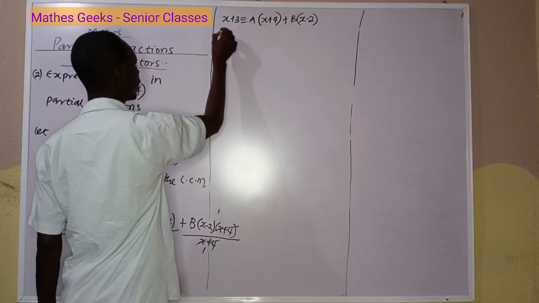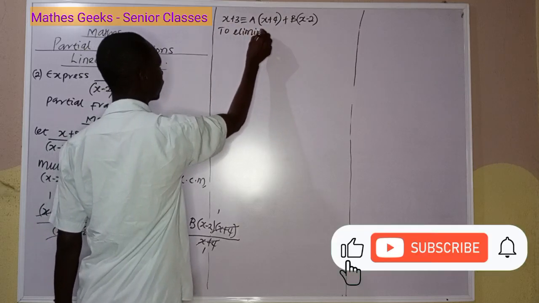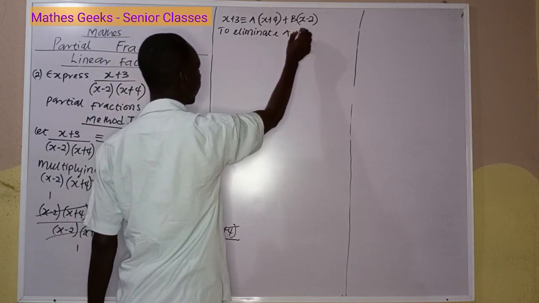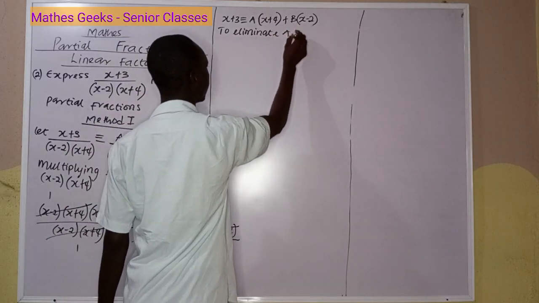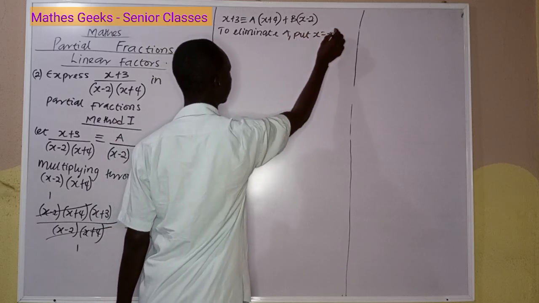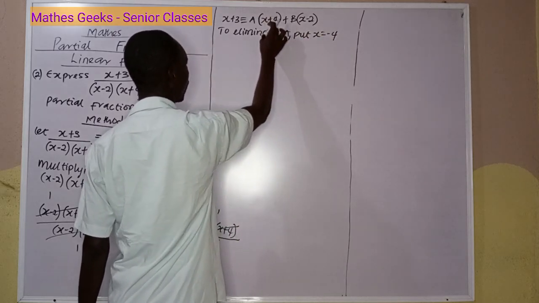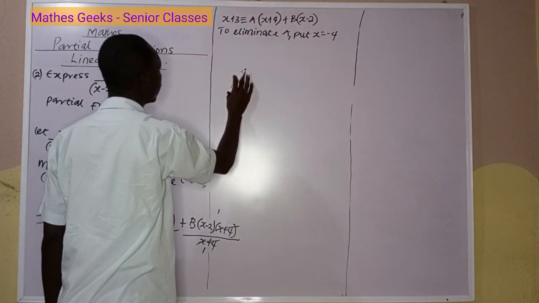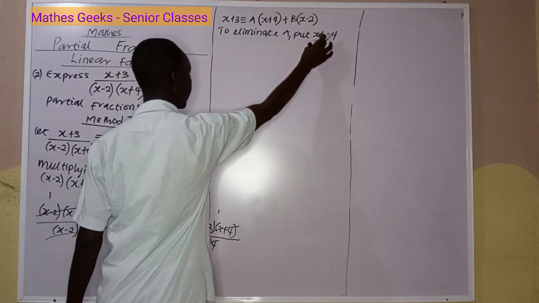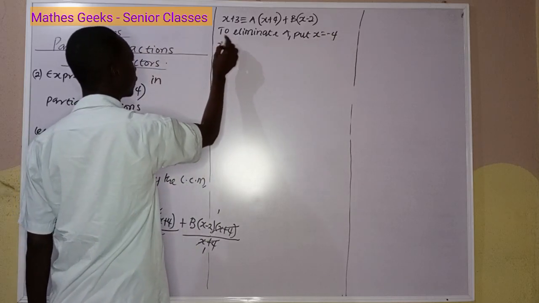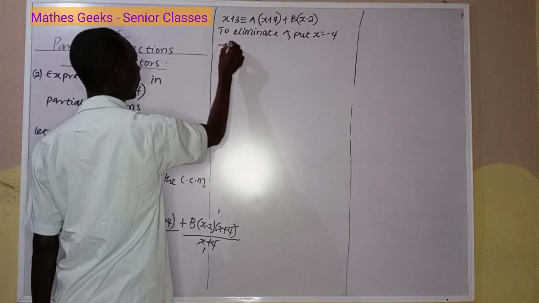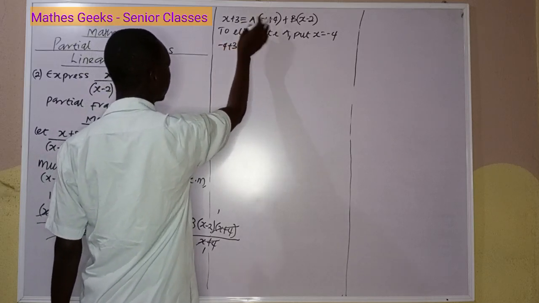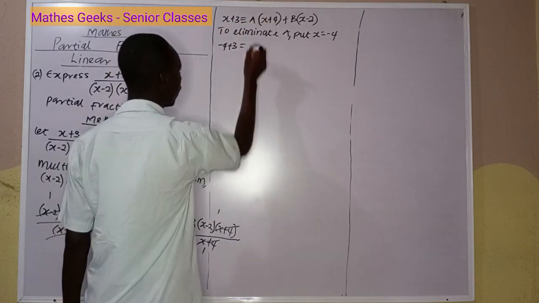Okay, so we're going to eliminate. Let me eliminate b first. To eliminate a, the opposite of plus 4 is minus 4. To eliminate a, put x equals minus 4. In this way, minus 4 plus 4 will make it 0, and 0 times a is 0. So that means a has been eliminated when x equals minus 4. So minus 4 plus 3 equals minus 4 plus 4, which is 0. 0 times a is 0. So a has been eliminated, plus b.